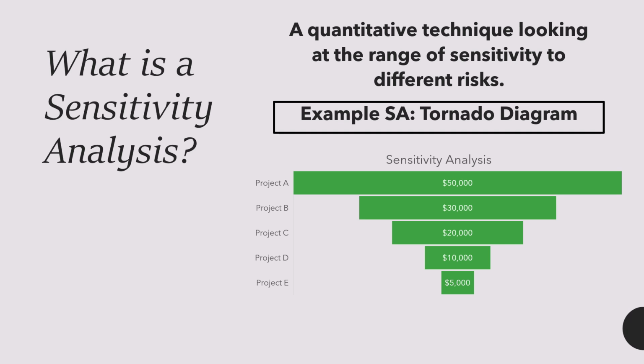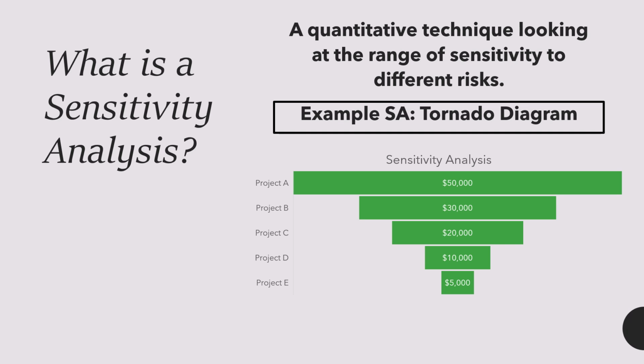I think one of the best definitions is listed above, which is a quantitative technique looking at the range of sensitivity to different risks. One of the ways to evaluate this is using a sensitivity analysis tornado diagram, which you can see above. What's the commonality with all of the definitions that I listed? It's a basic measurement of risk, commonly referred to as a risk assessment.